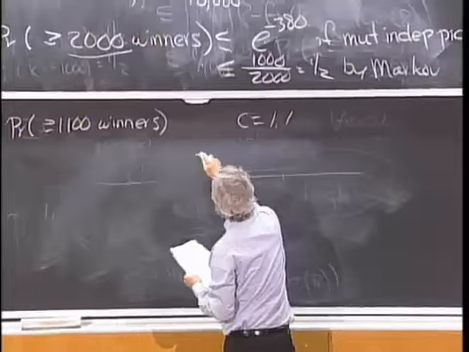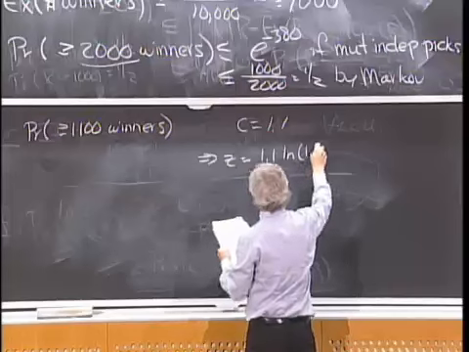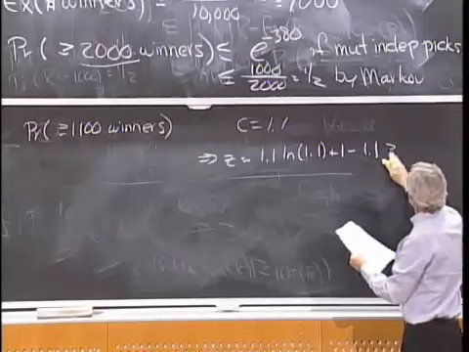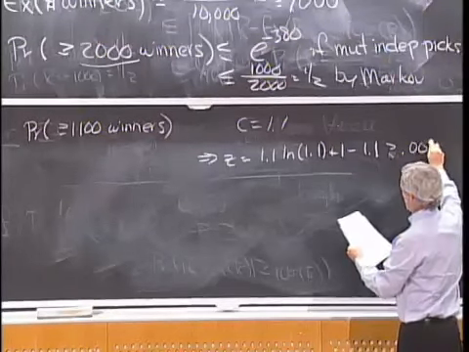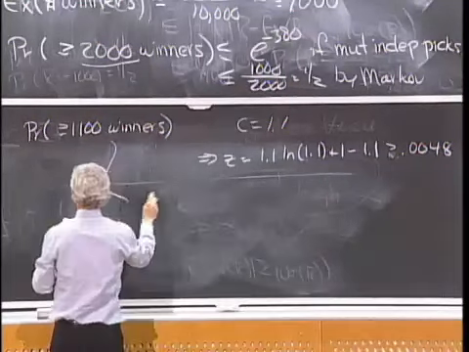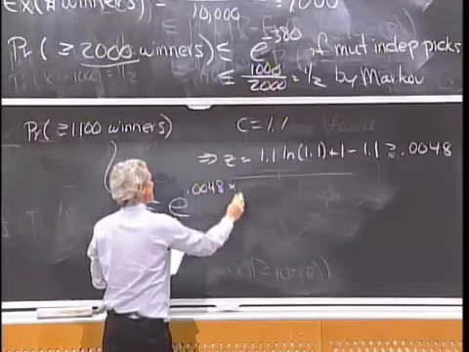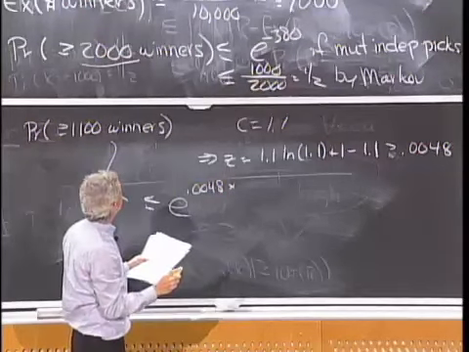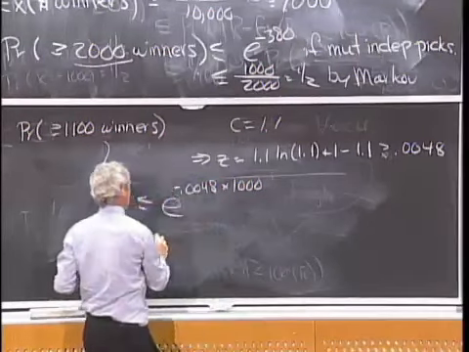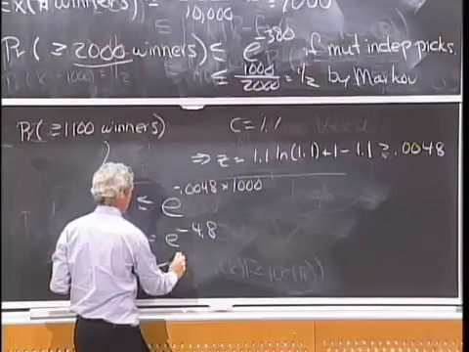And that means that Z is 1.1 times the natural log of 1.1 plus 1 minus 1.1. And that is close to, but at least, 0.0048. So this probability is at most, by Chernoff, e to the minus 0.0048 times the expected number of winners, which is 1,000. So that is e to the minus 4.8, which is less than 1%, 1 in 100.